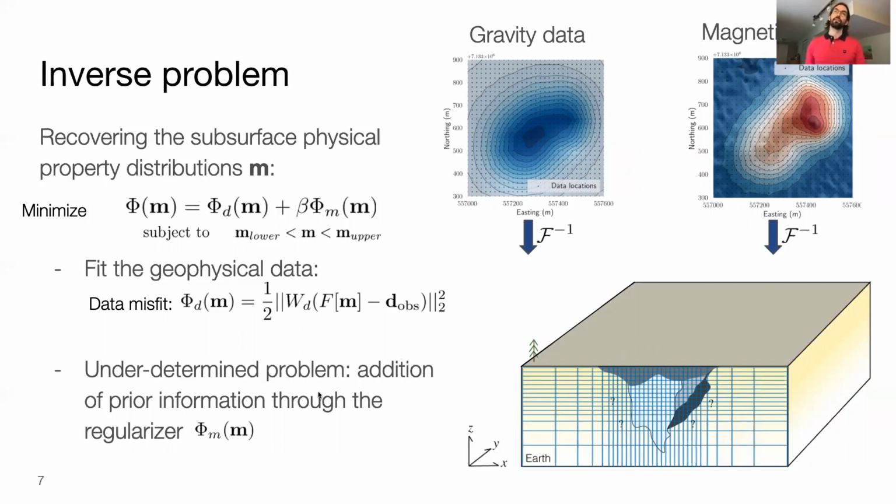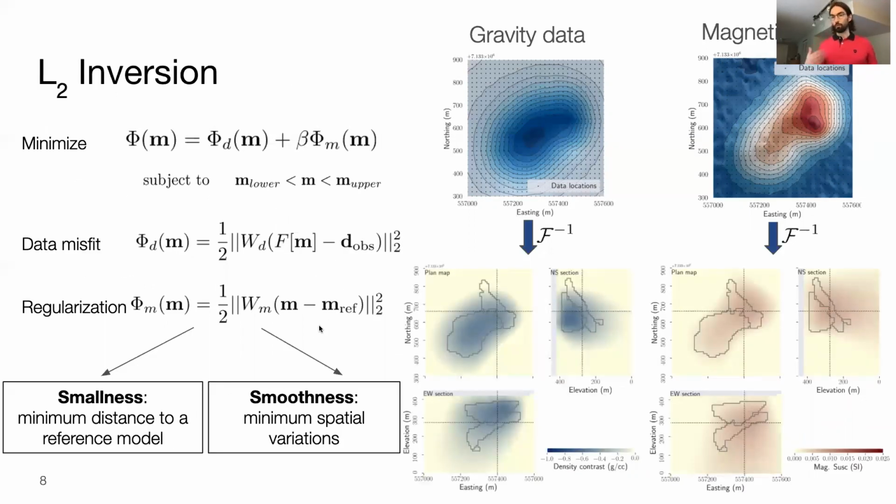So for that, we need a regularization term, which adds prior information to the problem so we can solve it. One of the most common inversions that is done is a least squares or Tikhonov inversion. It's characterized by regularization in terms of a least squares difference between a reference model and our current model.